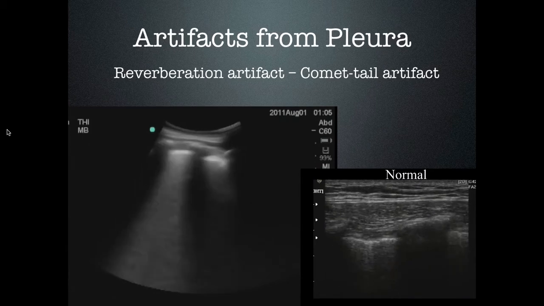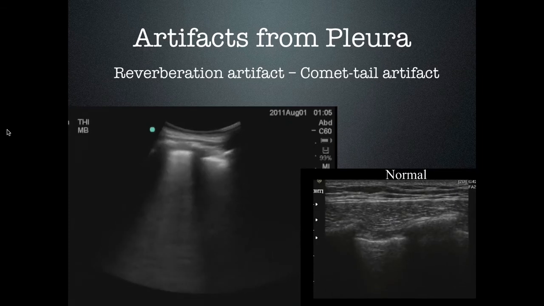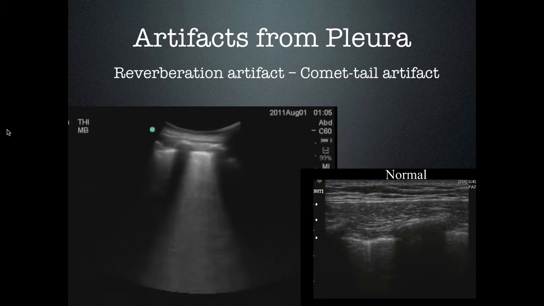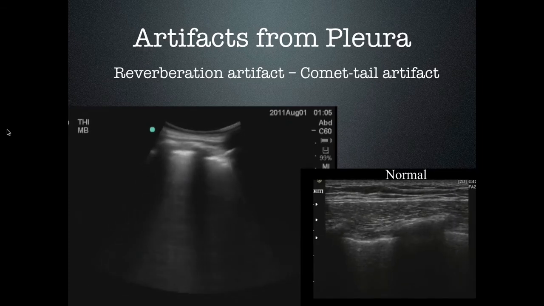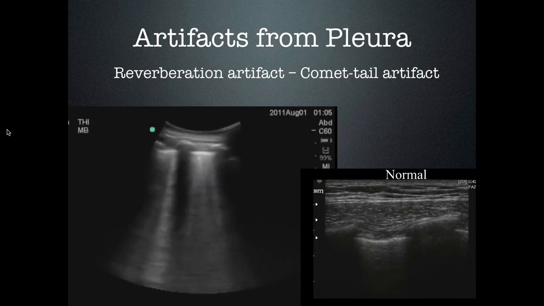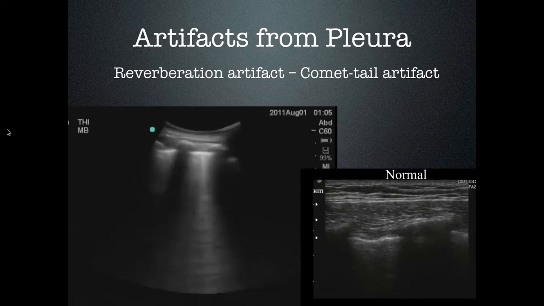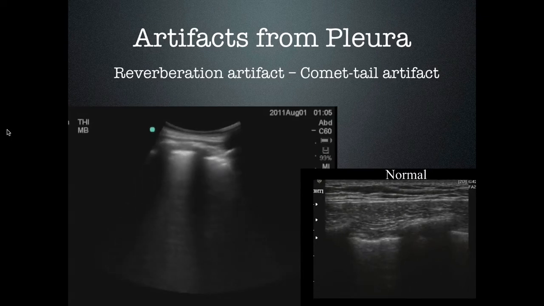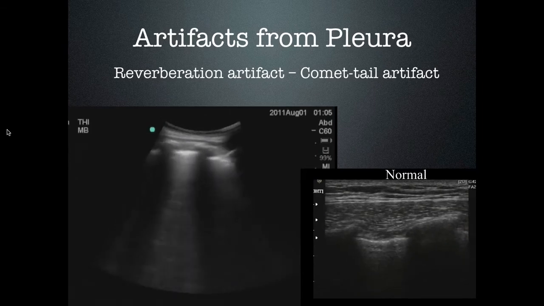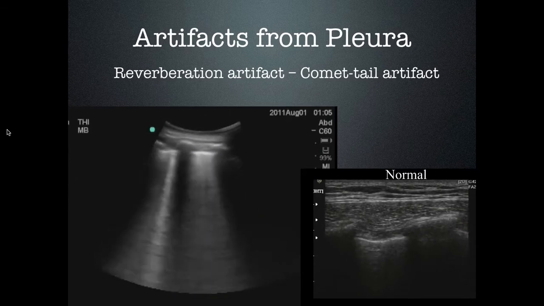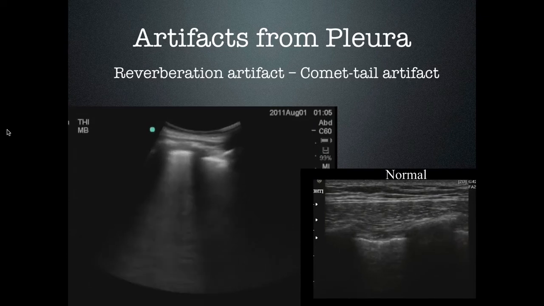This is on the microscopic level, and this is thickening of the septa of the alveoli with fluid, and it causes artifact known as a comet tail artifact. You can look at the normal lung over here, and you can see that the pleura is very bright, and there's very little artifact coming below it. On the abnormal one, we can see that there is a comet tail artifact due to this air-water interface, and it causes an artifact that goes all the way off the screen.